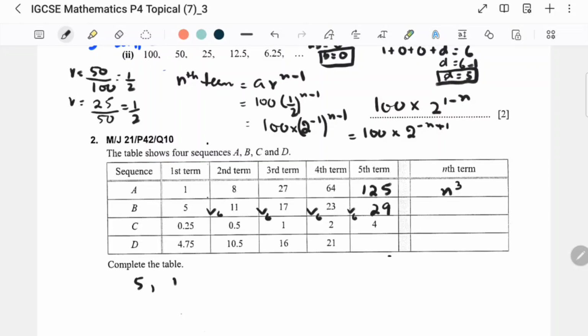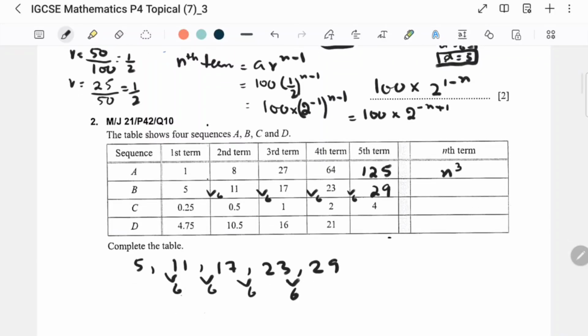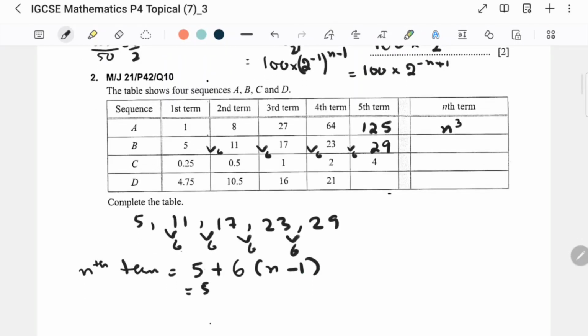So 5, 11, 17, 23, 29. The difference is 6, so it's a linear sequence. The nth term is equal to a plus d(n minus 1), where a is the first term: 5 plus 6(n minus 1), 5 plus 6n minus 6, and 6n minus 1 is the answer. I just put the value of n one by one and check whether your answer is correct or not.